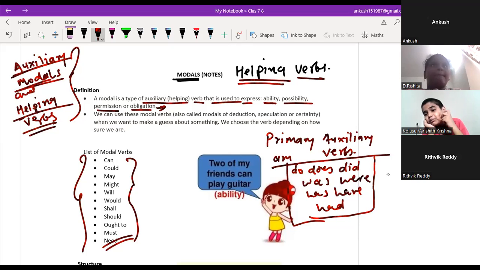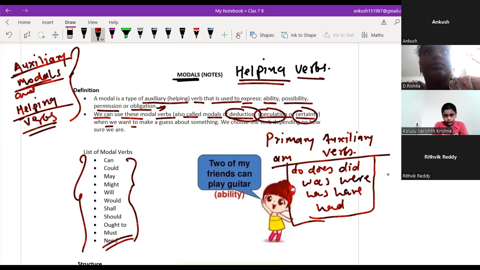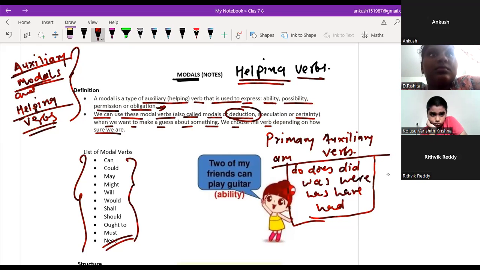What do we call it? Obligation. So we can use these modal verbs, also called modals of deduction, speculation, or certainty. There are some modals which can be used to express these things as well. When we want to make a guess about something, we choose the verb depending on how sure we are. Whenever we want to use these modals, we know what kind of action is to be expressed.